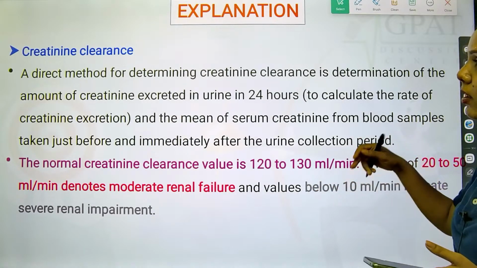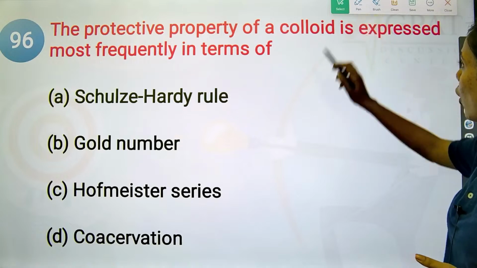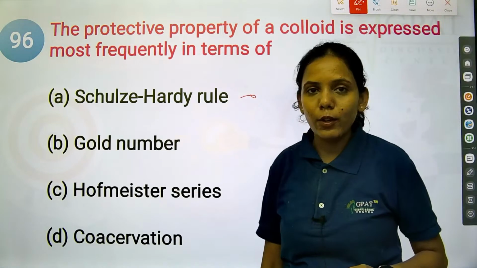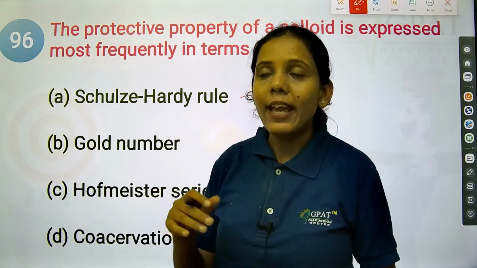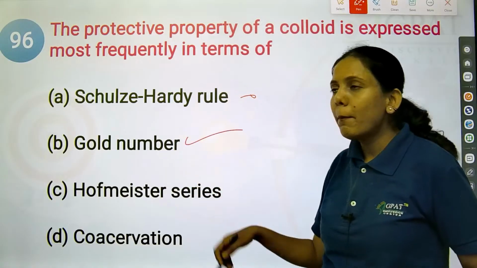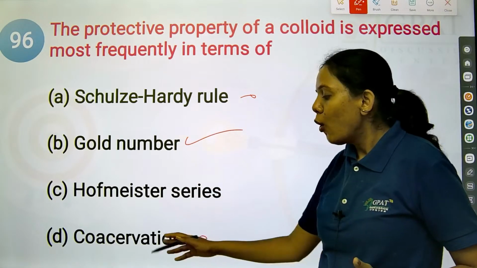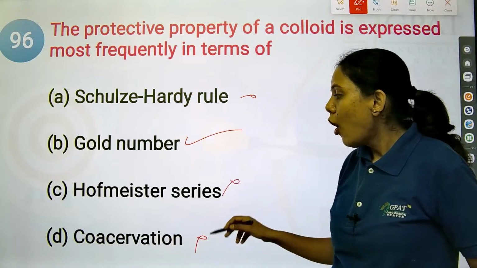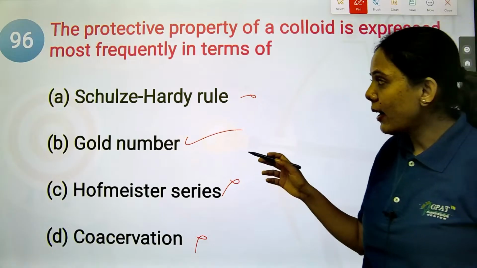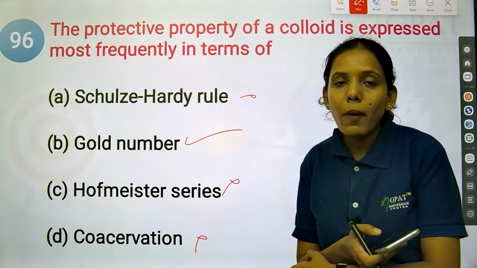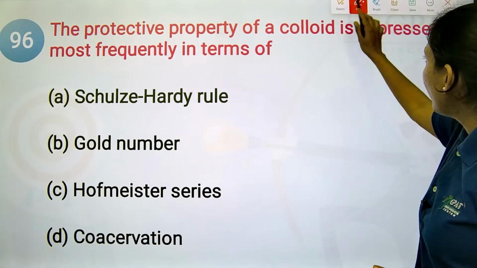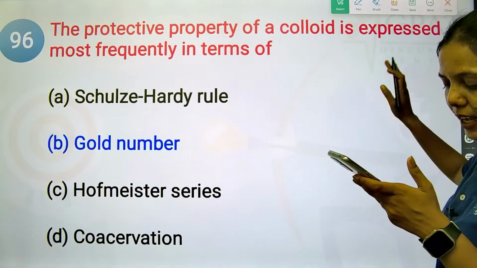Next question. The protective property of a colloid is expressed most frequently in terms of what? Just now we saw it is not the Hardy-Schulze rule. That does not tell you about the protective property; that is about aggregation when you add electrolytes. Gold number basically tells you about the protective property. Coacervation is a process, not a property. Hofmeister series is about the arrangement of the anionic and cationic groups. So gold number tells you about the protective property of the colloid. Very good, option B, gold number, is the right answer.